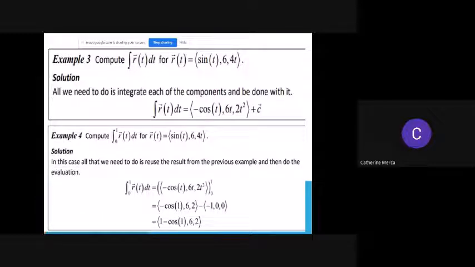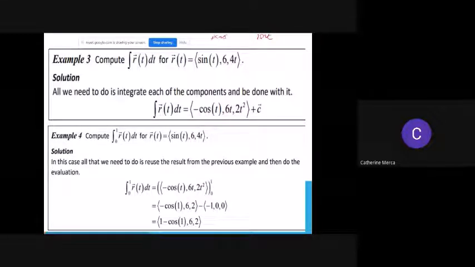Di ba kanina sabi ko, ang tandaan nyo po for derivative, DCNS. Pag integral of sine, it is negative cosine. So, integral ng sine is negative cosine. Ano integral ng 6? Becomes 6t.